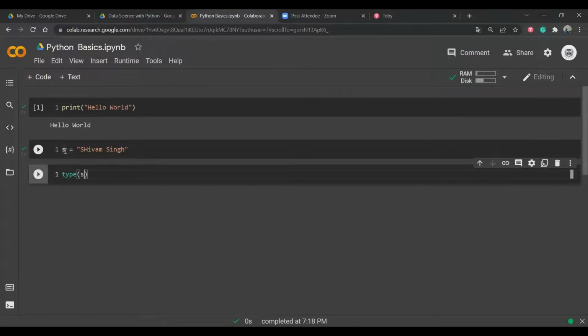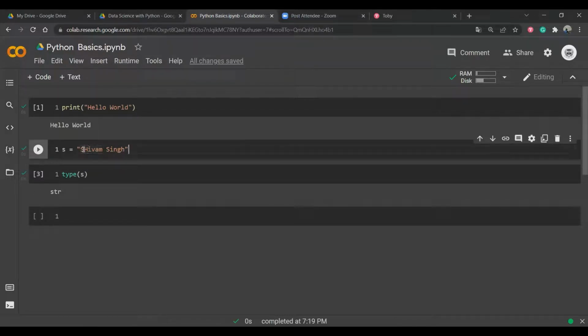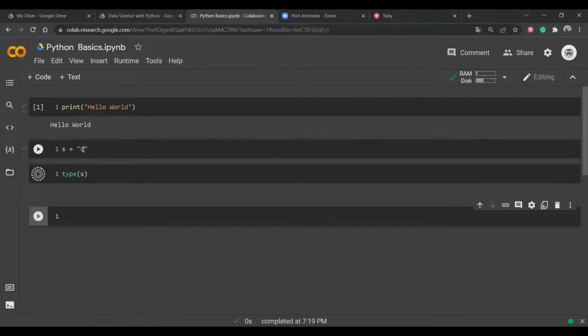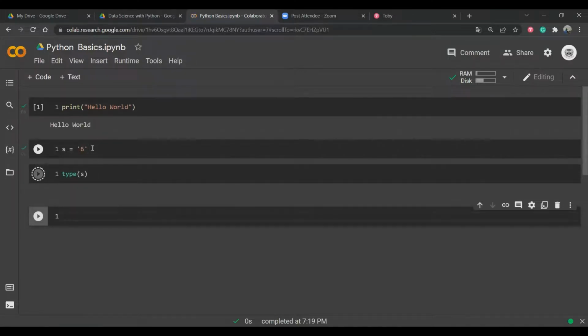Now if I want to check the type of S, I can write type of S, so str. If I write any number over here in double quotes, then also it is a string. If I write it in single quotes, then also it is a string. So, guys, this is how Python is able to recognize whether it is a string or a number.